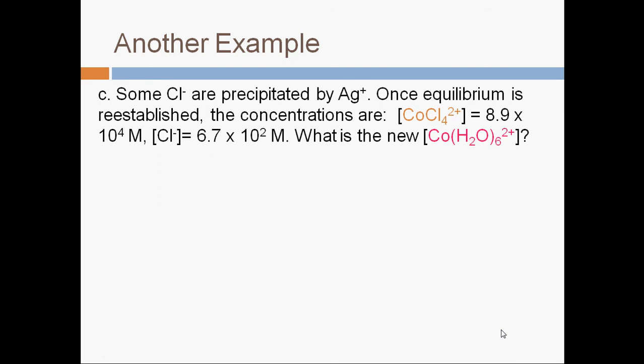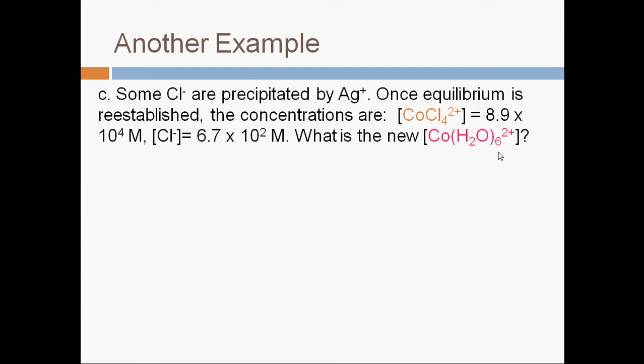Now, let's imagine that our system ends up getting some extra chloride ions. Maybe there was some silver chloride in there and those dissociated and released extra chloride ions. So we get extra chloride. That's a stress on our system, so our equilibrium position shifts to offset that stress. And we end up with a new equilibrium position with new concentrations, and we want to find the new concentration of one of our reactants.